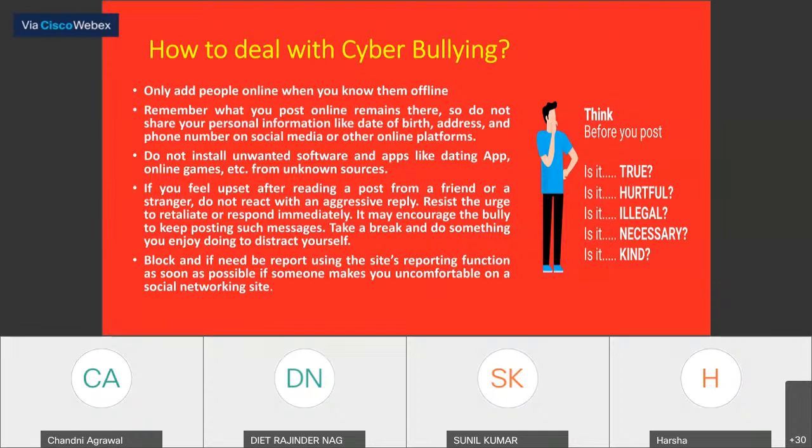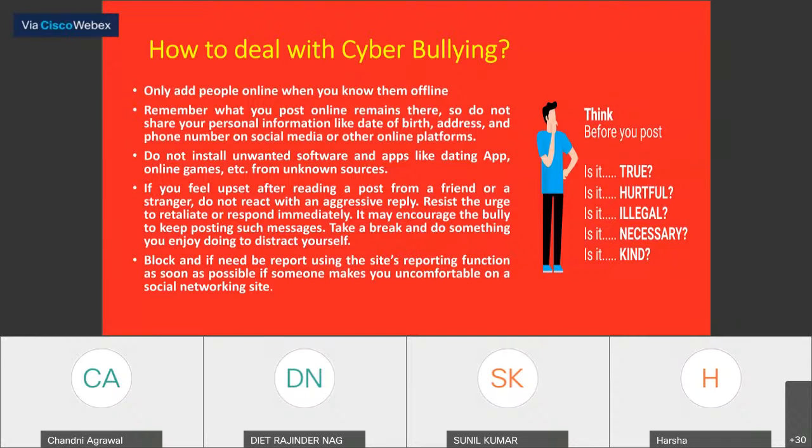Because posting on a big social media is very easy, sitting in a closed room. So they think that we are sitting in a closed room, but their message is reaching the entire world. So some points are: only add people online when you know them offline. Remember, what you post always remains online. Don't share personal information. Don't install unwanted software apps, such as dating apps from unknown sources.